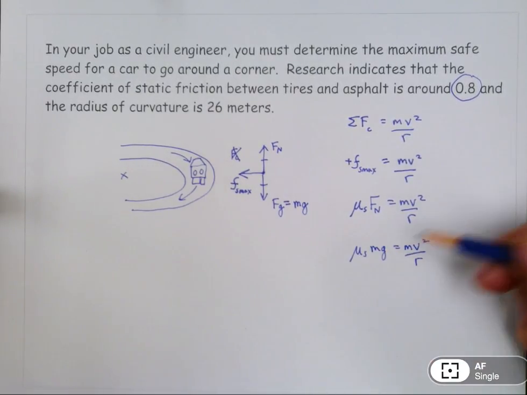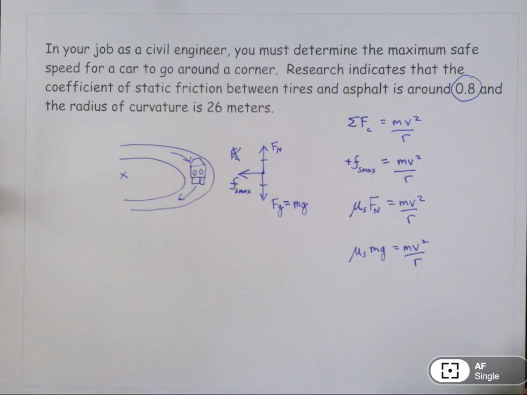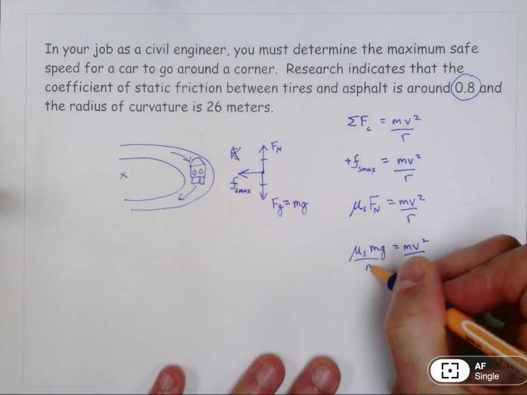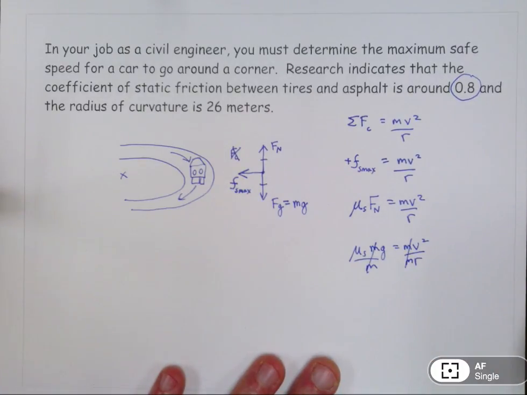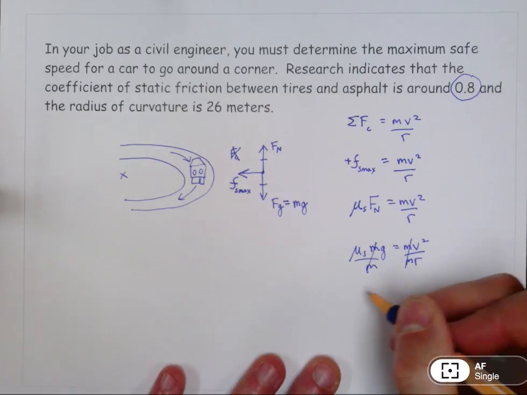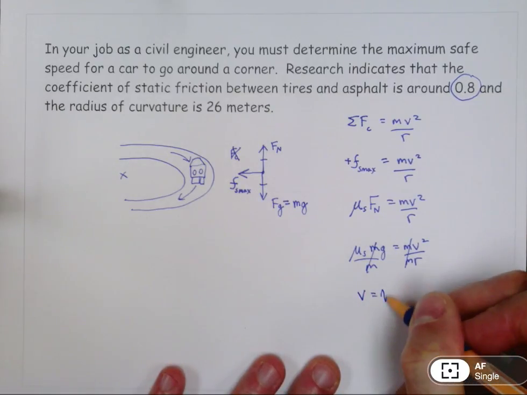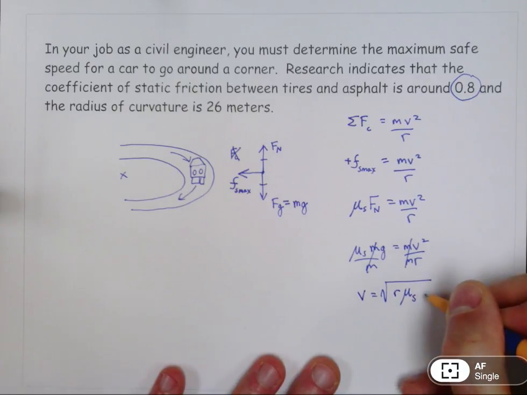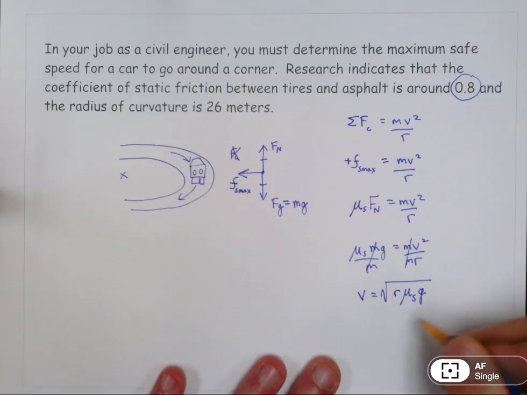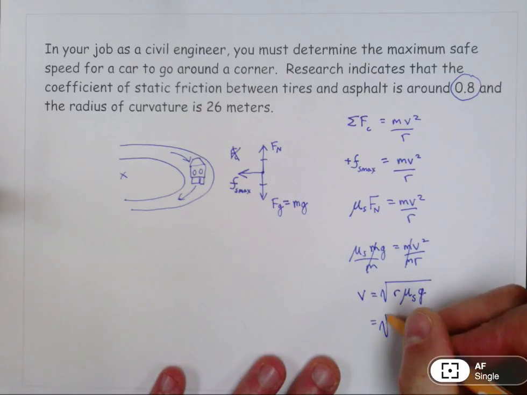The mass is now on both sides of the equation. All terms have an m in it. So technically, we're going to divide both sides of the equation by m. It's going to cancel out from both sides. And we're looking for the maximum speed. So if we rearrange this, we get v is equal to the square root of r times the coefficient of static friction times g. So in this case, that's going to be the square root of r.